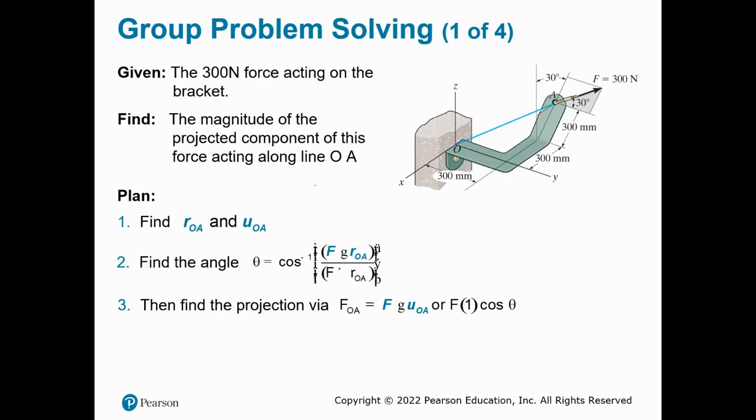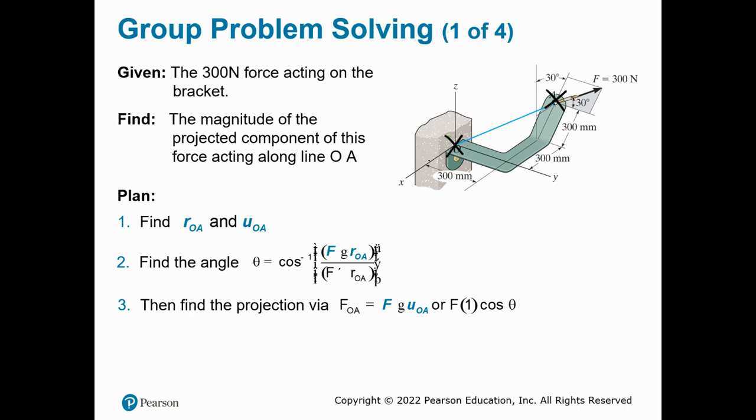No problem. Okay, so we have force 300 Newton acting on this bracket. We want to find the magnitude of the projected component of this force acting along line OA. And again, we're going to find out the coordinate of O, which will be 0, 0, 0. Find out the coordinate of A. So let me help you.